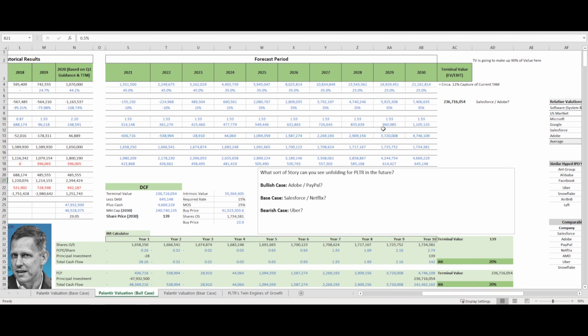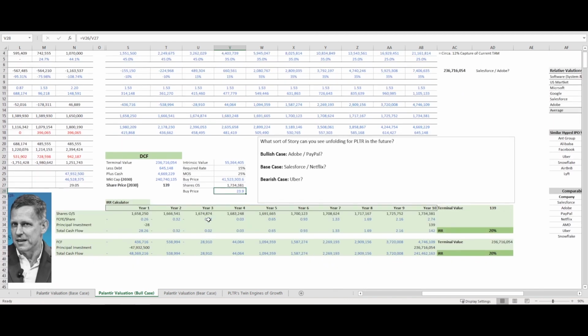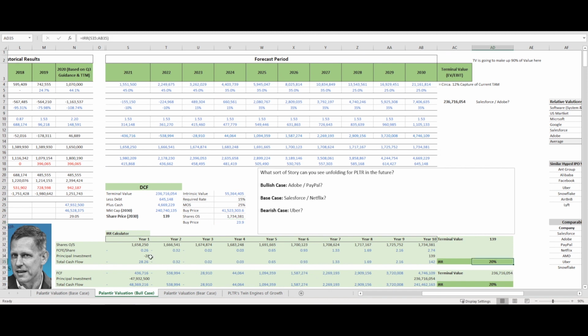Now, that gets us to a terminal value of 236 billion in year 10. And when we look at that in a DCF, 240 billion market cap, share price of $139 in 2030. Intrinsic value, 55 billion. After a required rate of 15%, that gives us a buy price of basically $24 per share, which we're not too far off of now. In an IRR, as you can see down here, the IRR shifted up to about 20% we could expect from buying the stock price at $28 now.